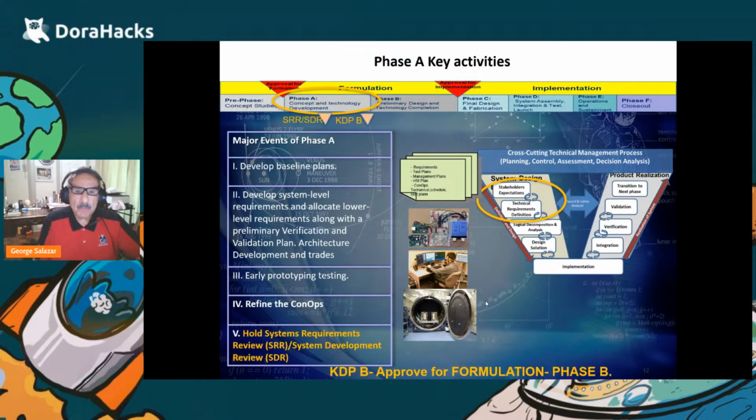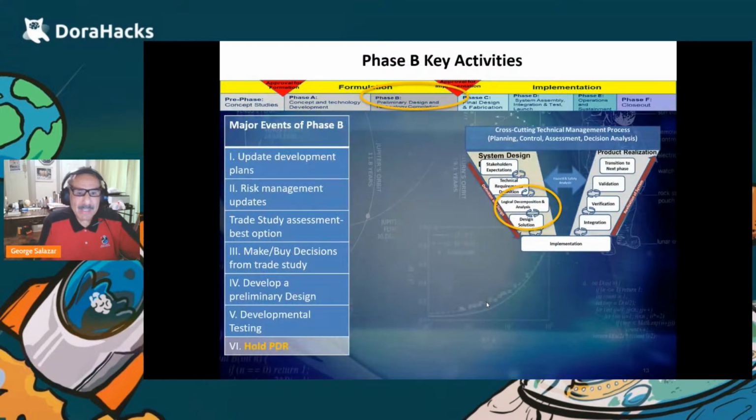So things start getting a little bit more hairy, so to speak, and more refinement of the design. And there's a lot of things that go on, and I've just kind of mentioned here a few: risk management updates, make or buy decisions in terms of the trade studies, because at this point you have come up with some trade studies, option A, option B, option C, but you try to refine it down to one option. And once you've refined it down to one option, you hold a preliminary design review and say, we have decided to go with this point design for the system.